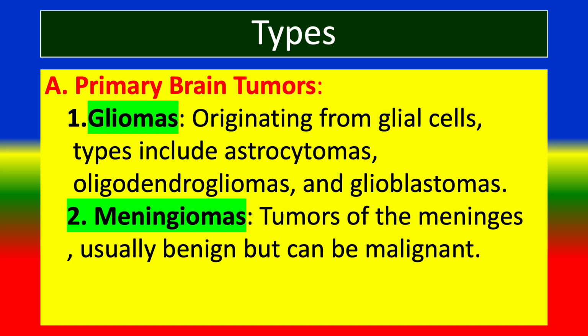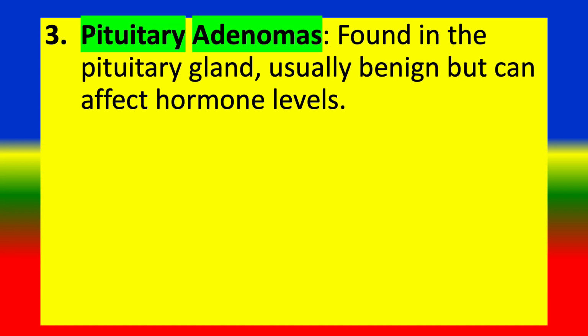Types: A. Primary brain tumors. 1. Gliomas, originating from glial cells. Types include astrocytomas, oligodendrogliomas, and glioblastomas. 2. Meningiomas. Tumors of the meninges, usually benign but can be malignant. 3. Pituitary adenomas, found in the pituitary gland, usually benign but can affect hormone levels.